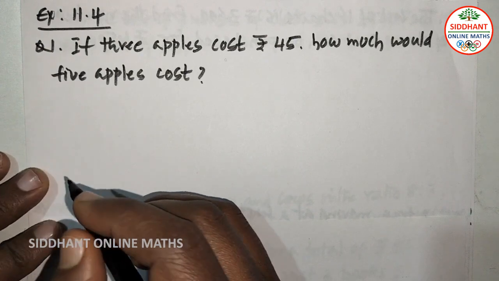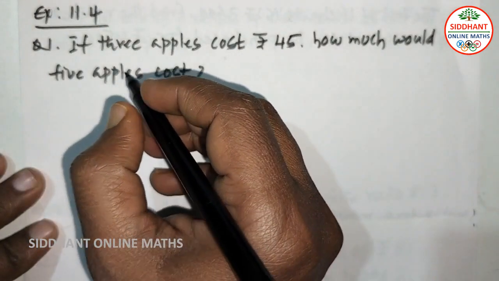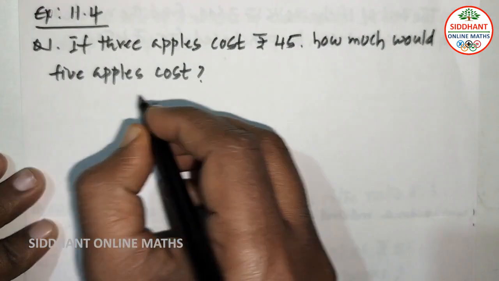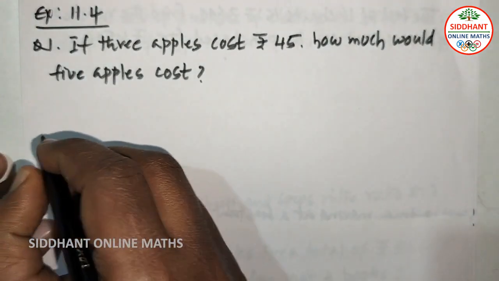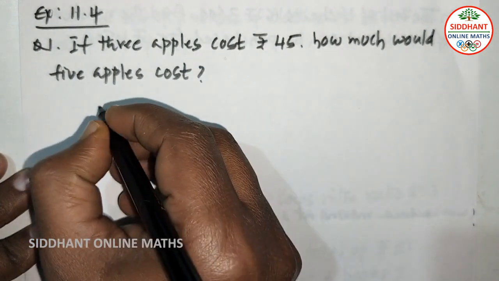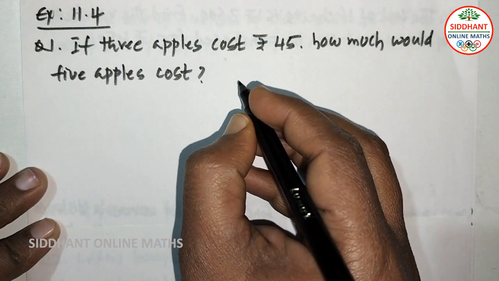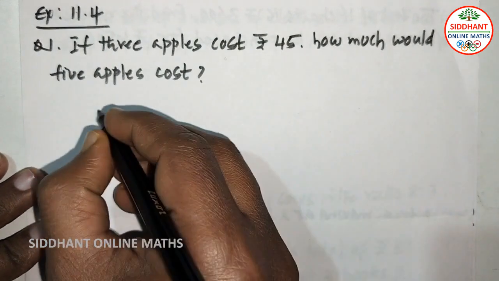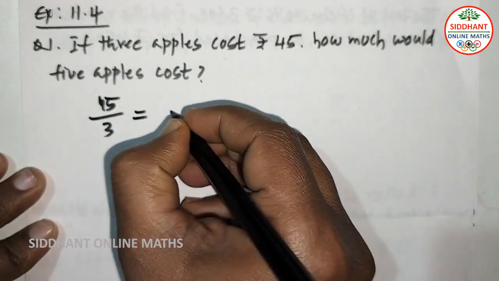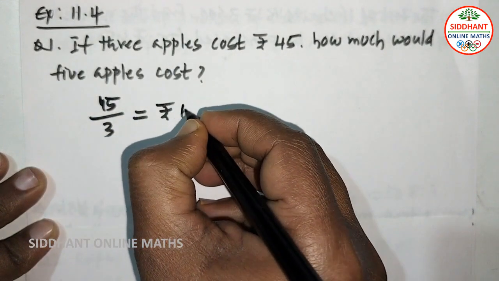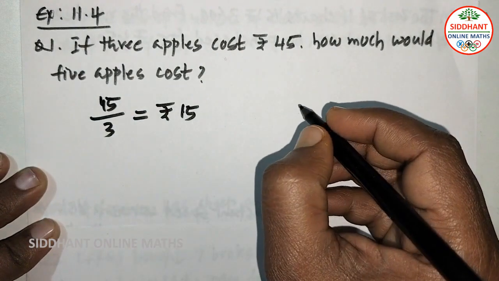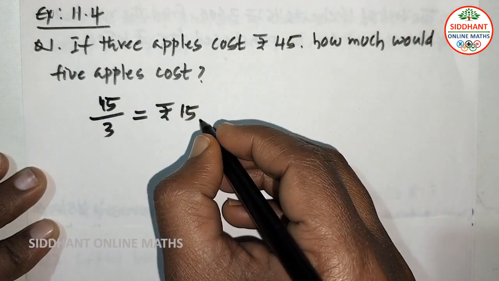Exercise 11.4, question number 1. If 3 apples cost rupees 45, how much would 5 apples cost? So here 3 apples cost 45. So each apple, how much will it cost? First we have to calculate. So 45 by 3 gives rupees 15 for each apple. So each apple costs 15 rupees.